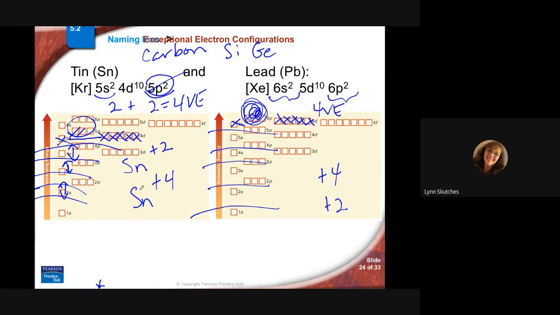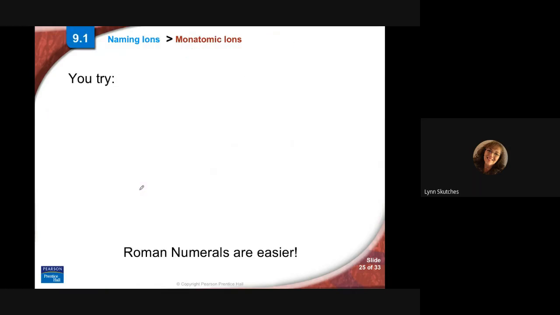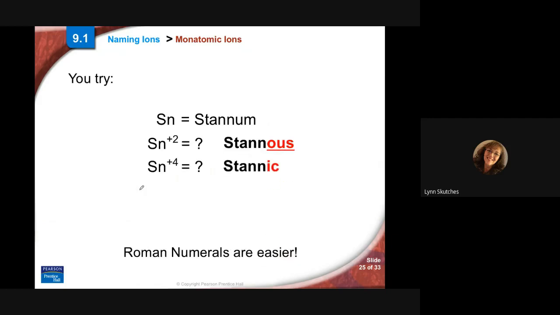So I just wanted to run through that. I think it's a good thing to know. So even though they're not transition metals, they can have a variable charge. Pipe in if you have a question. Okay, feel free. All right, so what would we call it? Well, stannum is its old name. So the least number of electrons lost is stannous, and then stannic.